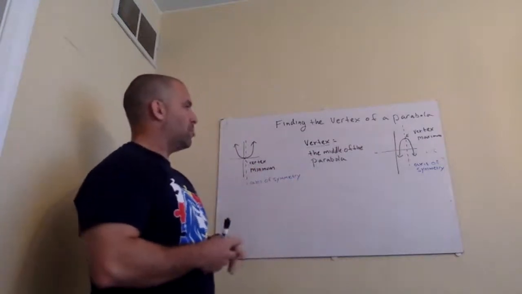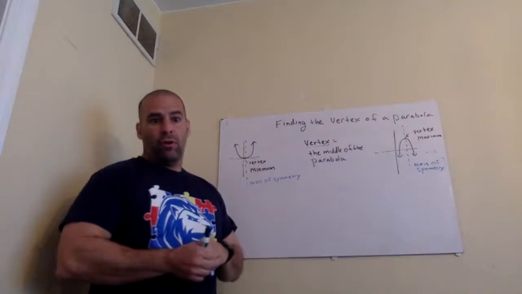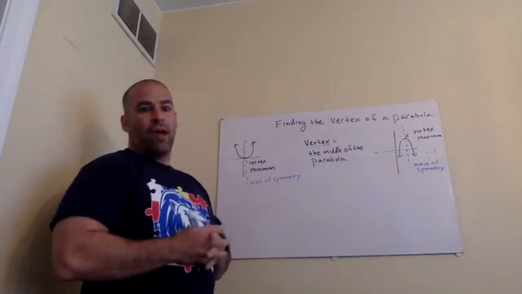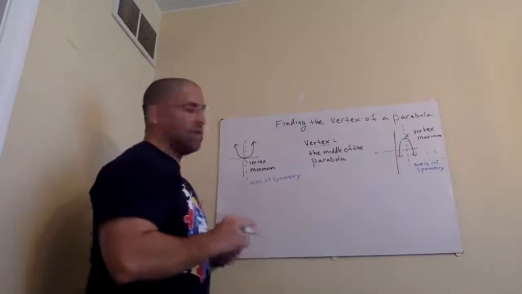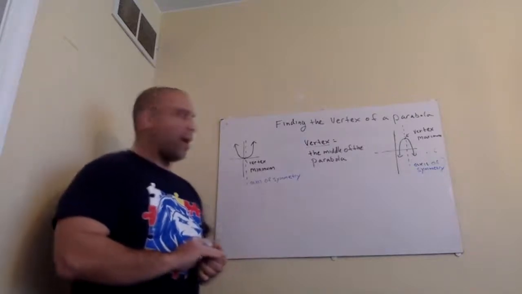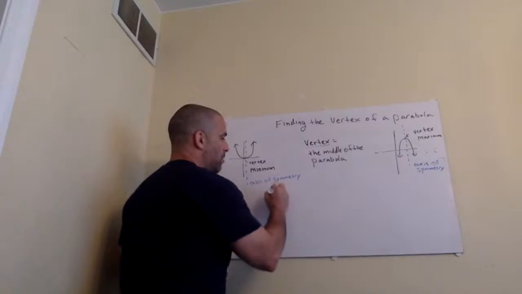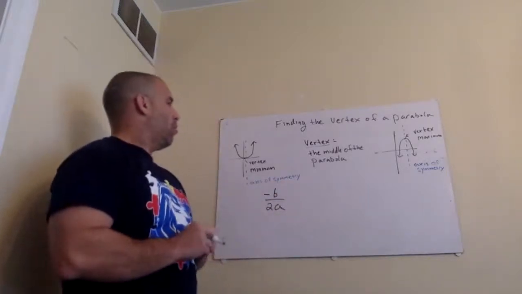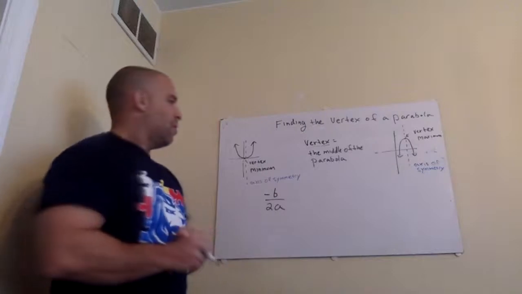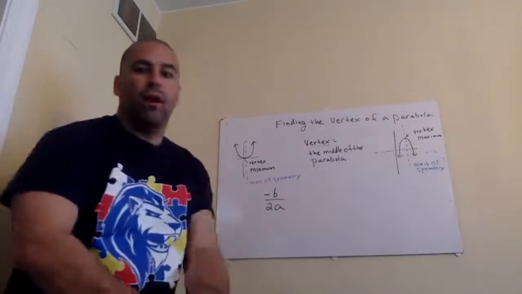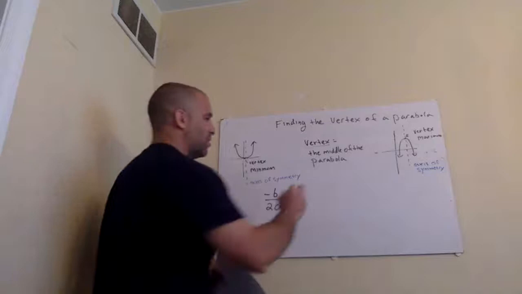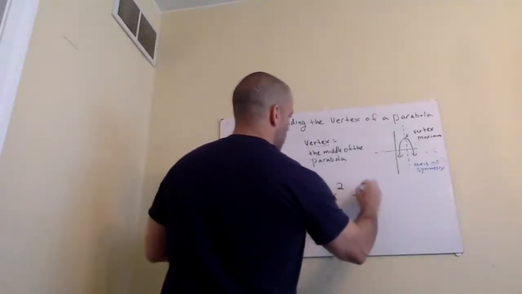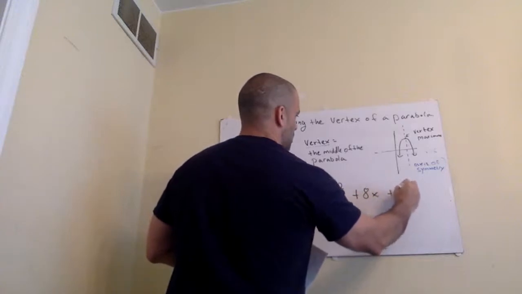The axis of symmetry passes through the middle of the vertex, which means the x value of the vertex is the axis of symmetry, which is why we're going to use this formula, opposite b over 2a, to find the vertex. So we're going to do two simple things. All right, first let me give you an example of an equation in which we want to find the vertex. So let's find the vertex of 2x squared plus 8x plus 10.